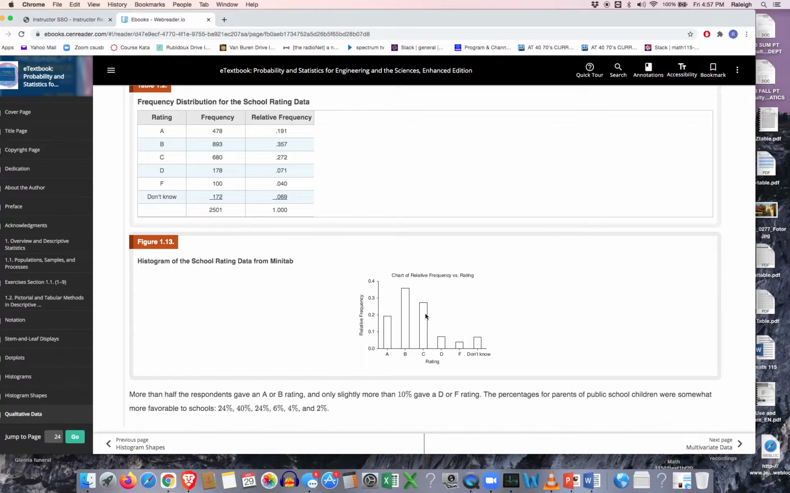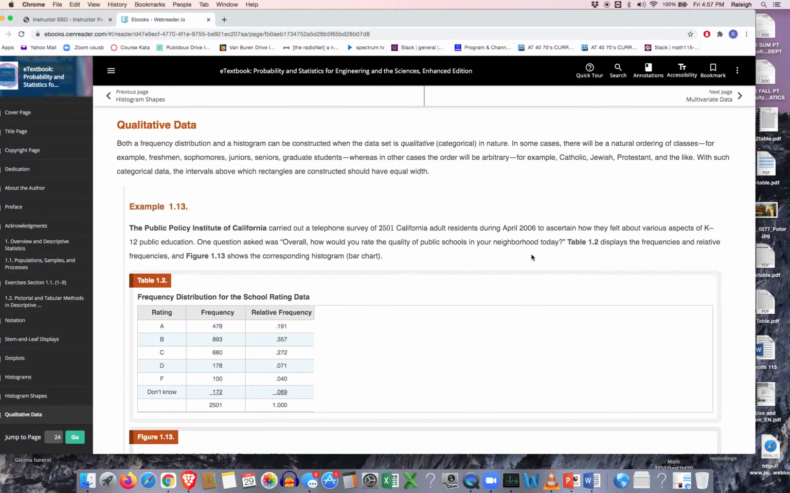And this is just the bars that are not connected. There's going to be a space in between. And we can later talk about a Pareto chart that this reminds me of, but that's another story. So that has to do with the qualitative data, very short and sweet one.